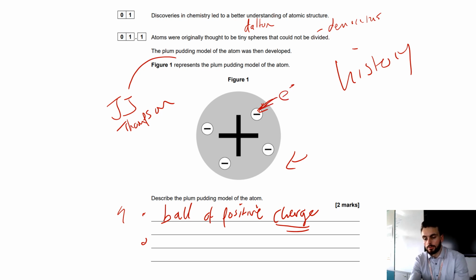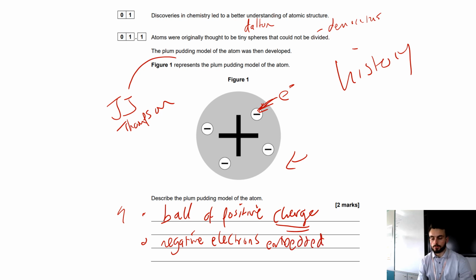They are electrons. So the way you can say this is you can say negative electrons embedded. You could say like embedded throughout the structure. You could say scattered on the surface. You could say scattered throughout, etc. Just some reference of it being a ball of a positive charge and then there being negative electrons all over the place. We'll get you the mark.